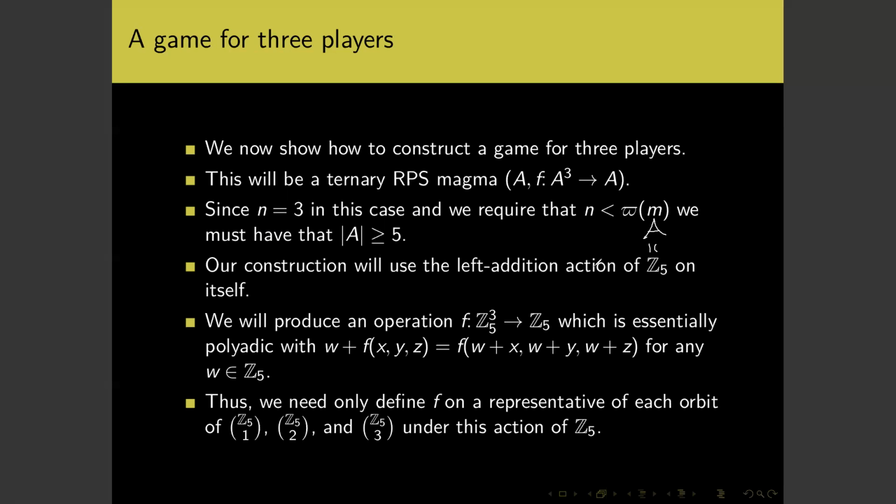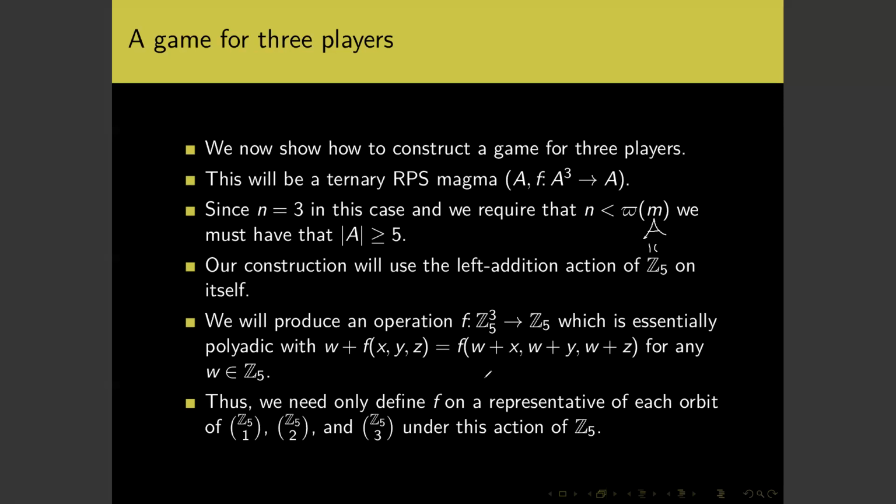And of course, this is the cyclic group of order 5, viewed as the integers mod 5 under addition, not the 5-adic integers. Okay, so I'm going to produce an operation which is essentially polyadic and has that the group z mod 5 is acting as an automorphism group of the resulting magma, in the sense that if I take some w in z mod 5 and add it to f of x, y, z, which is then another member of z mod 5, I actually get that that's the same as f applied to w plus x, w plus y, and w plus z.